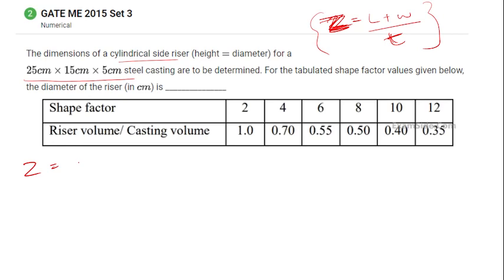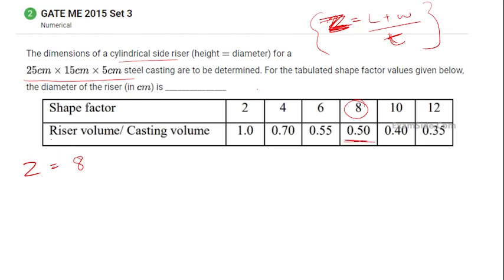Shape factor is L plus W by T, which is 25 plus 15 by 5. Yes, that is 8, right? Now you know how to solve it. Now tell me, for a shape factor of 8, they are giving riser volume divided by casting volume.